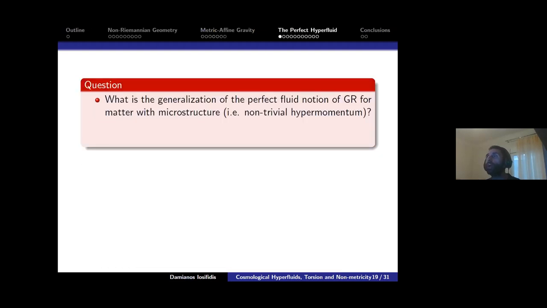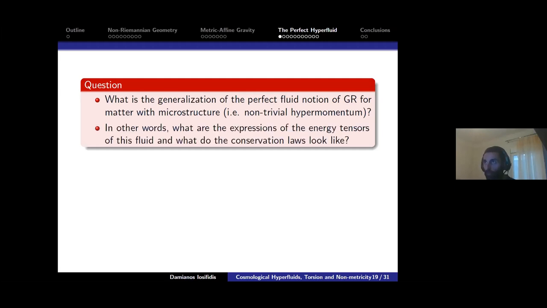So now we have this setup, and we pose a question. We know the perfect fluid of GR, and we have this question: can we generalize it in order to include the microscopic characteristics of matter? So we want a fluid that would be the generalization of the perfect fluid, but with non-vanishing hypermomentum. So what we want to do now is to have expressions for these energy tensors that will respect isotropy. So there will be a frame in which the fluid will look isotropic.